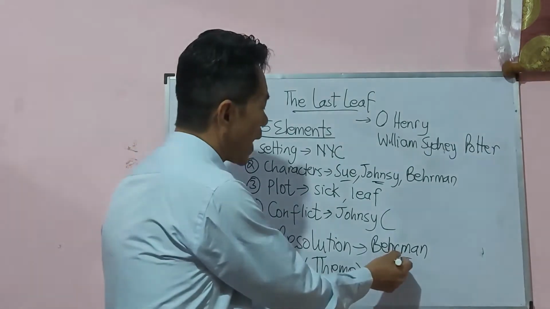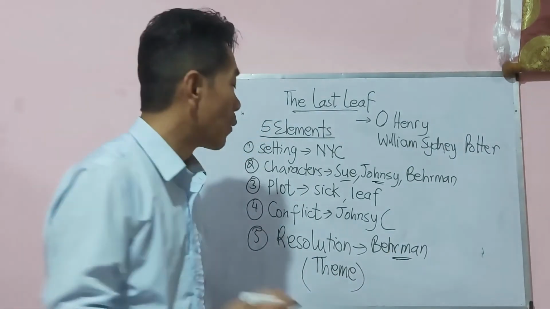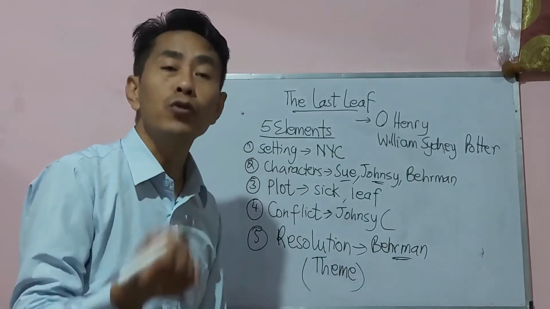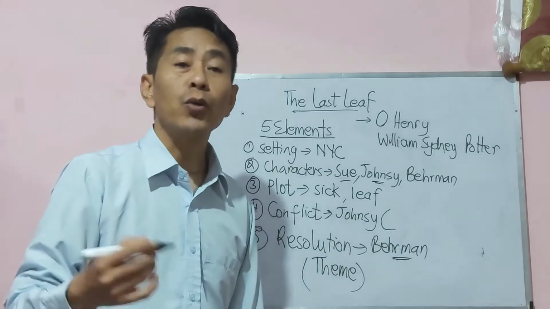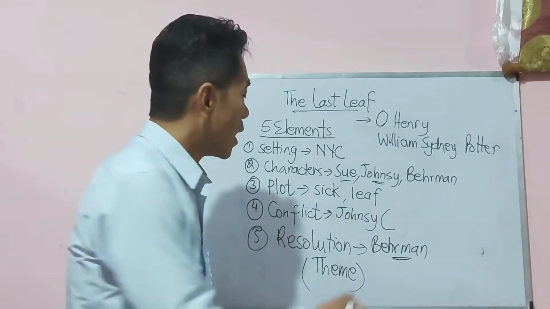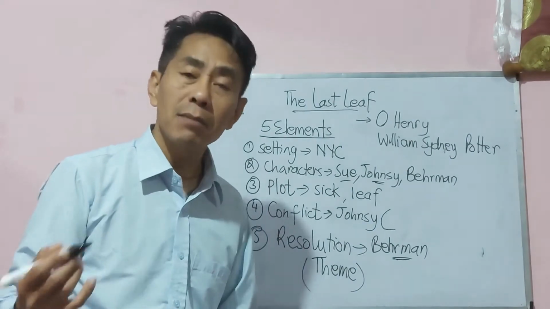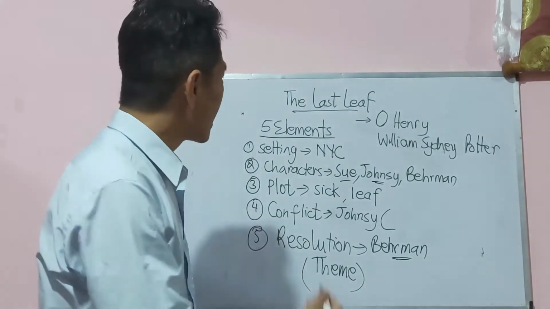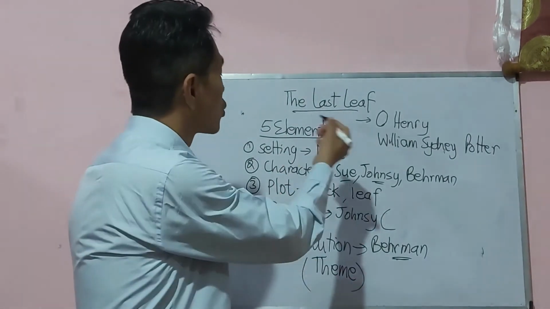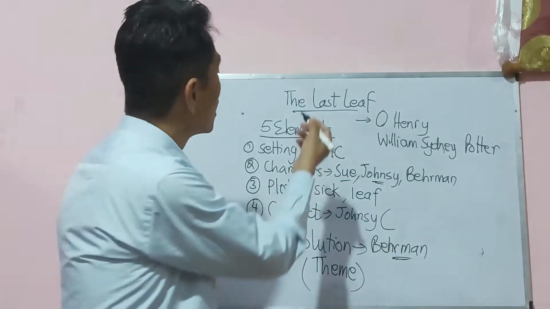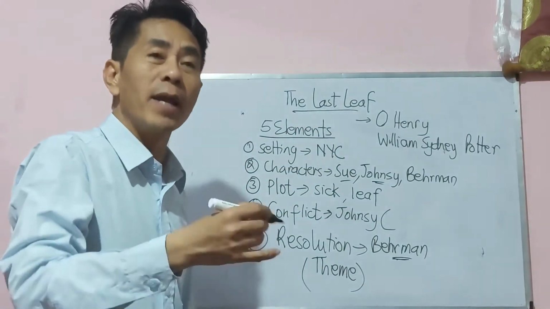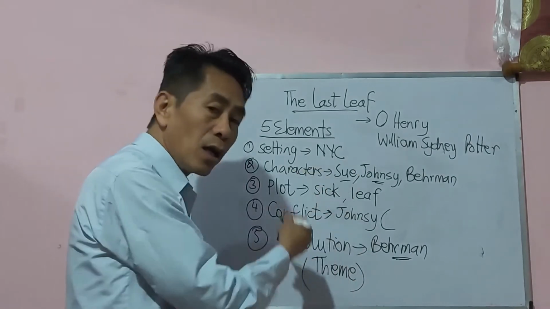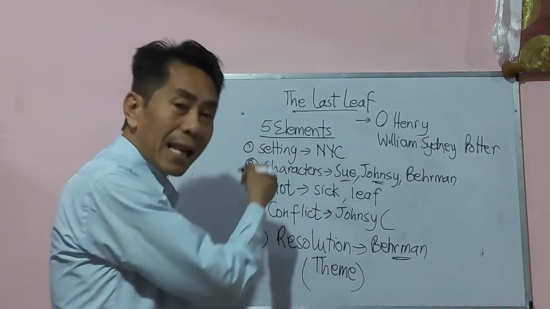Yes. So Behrman had one wish, one dream. What was that? To create a masterpiece. And he was able to create a masterpiece. You got it? So that is just short information about the story, The Last Leaf. You may come across so many other stories, so you have to take all these 5 elements.